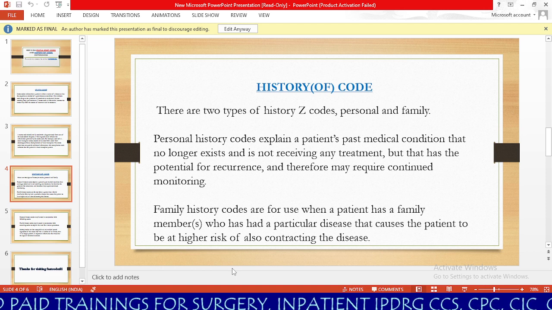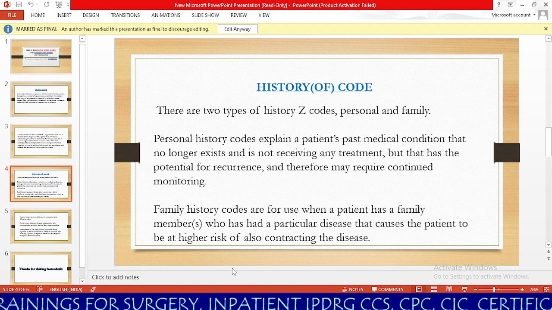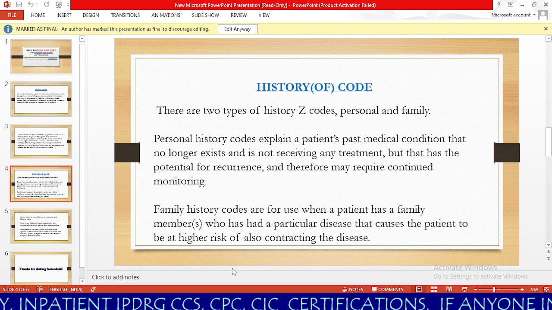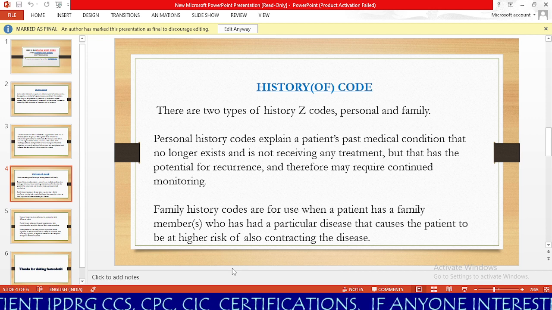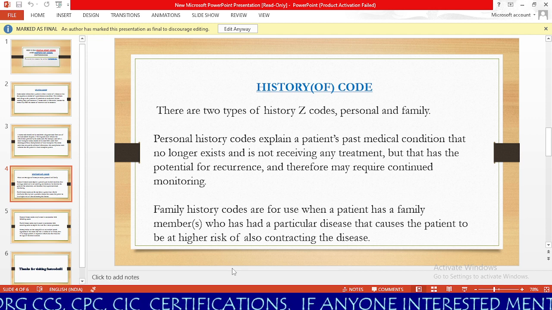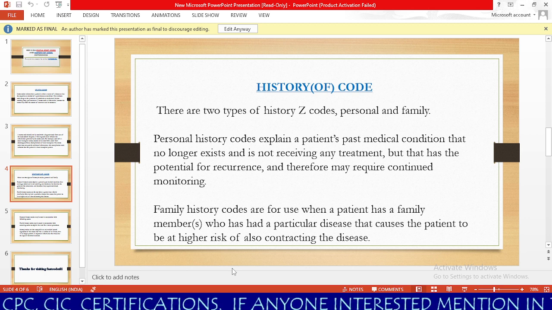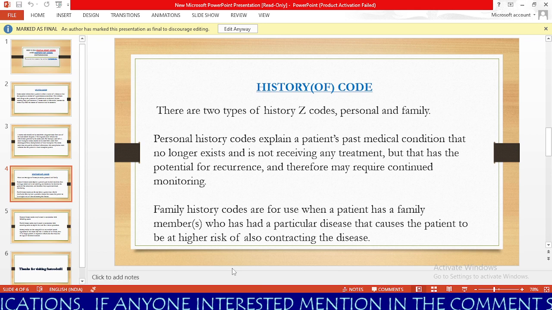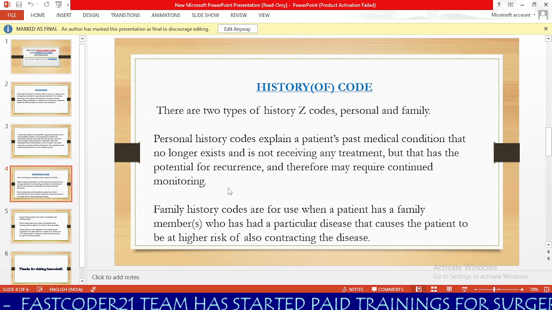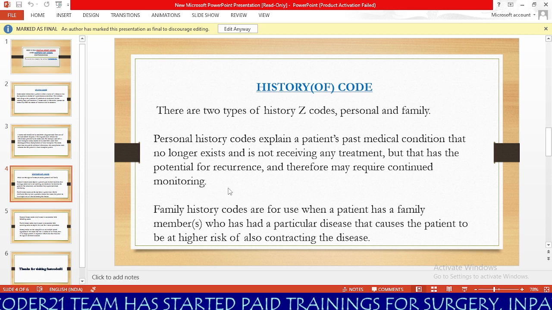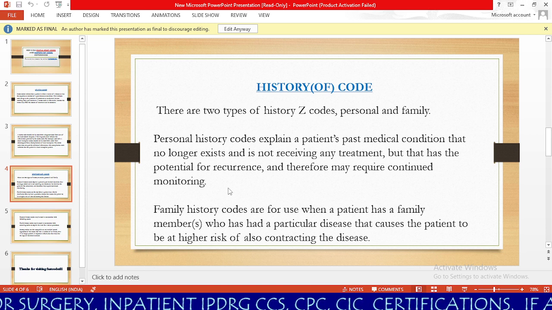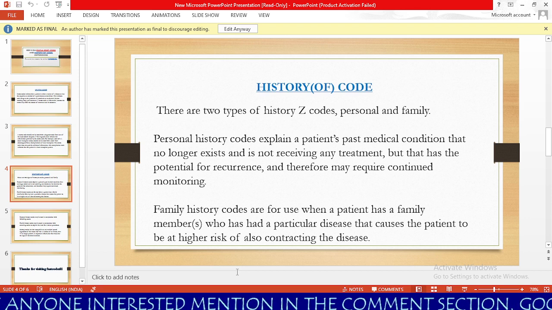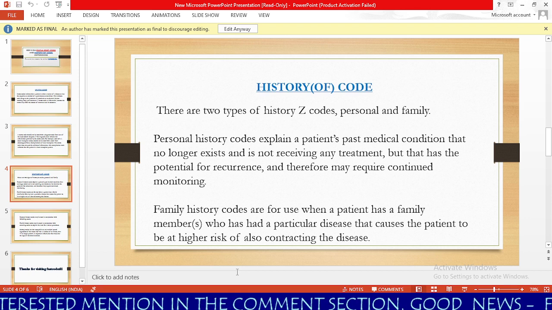So here basically we have two types of Z codes. One is personal and the second one is family. So personal history codes explain the patient's previous condition, and also denote that the patient had a previous condition and he or she underwent the treatment in order to get rid of that condition, and currently the patient does not have that condition. As there is a potential for recurrence, it may require continued monitoring. So most of the time we will code Z08 for encounter following complete cancer treatment.